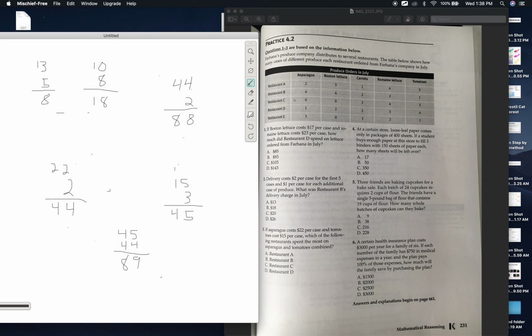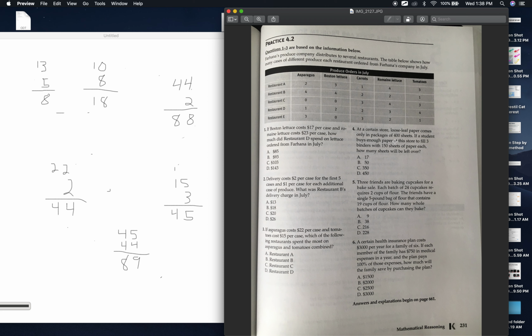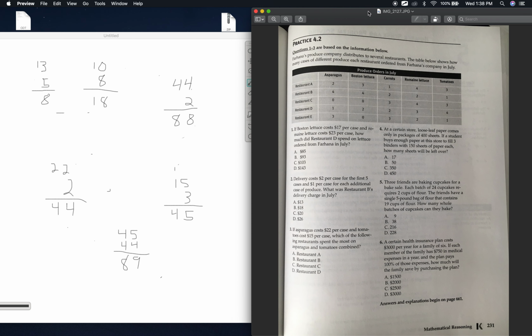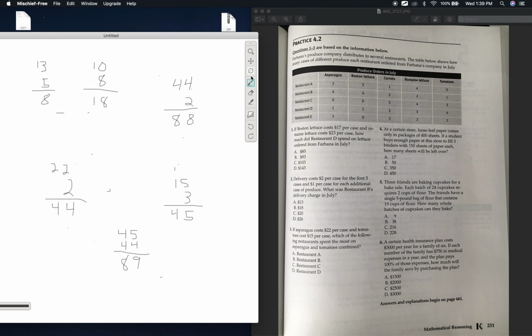Let's see. Okay, now answer 4. At a certain store, loose leaf paper comes only in packages of 400 sheets. If a student buys enough paper at this store to fill 3 binders with 150 sheets of paper each, how many sheets will be left over? So let's do this. That's a multi-step problem right there.